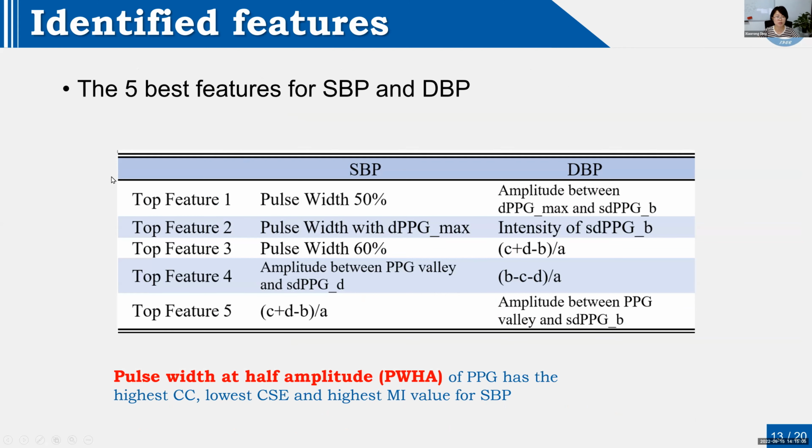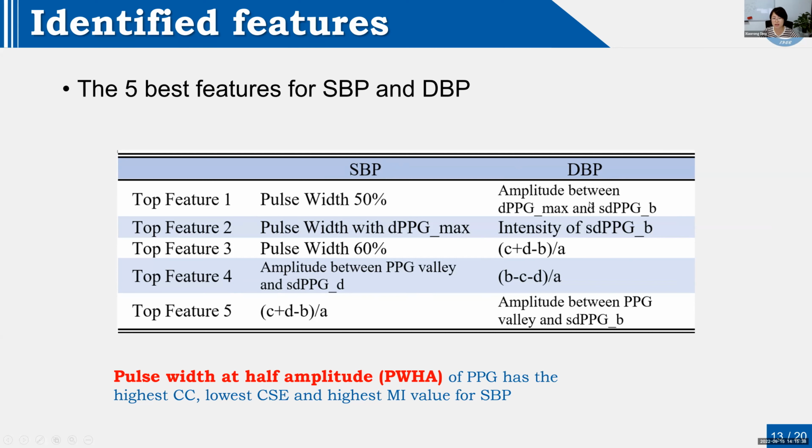So with the combination of the 3 methods I just mentioned, we selected 5 best features for the systolic and the diastolic blood pressure. And we can say for the systolic blood pressure, actually the pulse frequency time is not the best. And for the systolic blood pressure, we found the pulse-wise features class, in particular the pulse-wise at the half amplitude of the PPG had the highest correlation coefficient and the lowest cross-sample entropy and the highest mutual information.